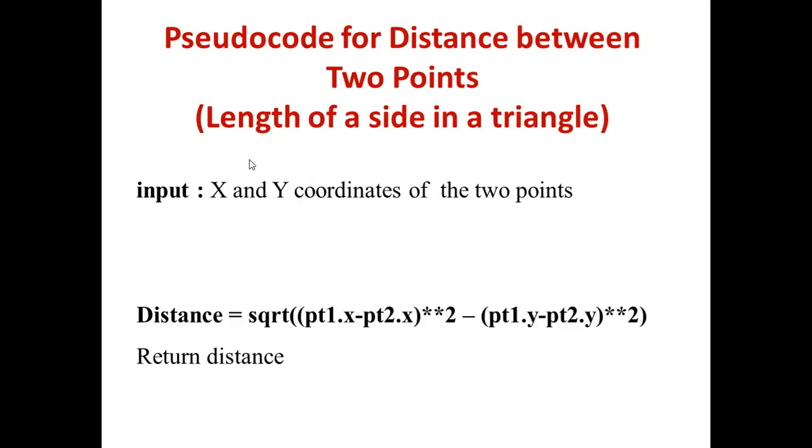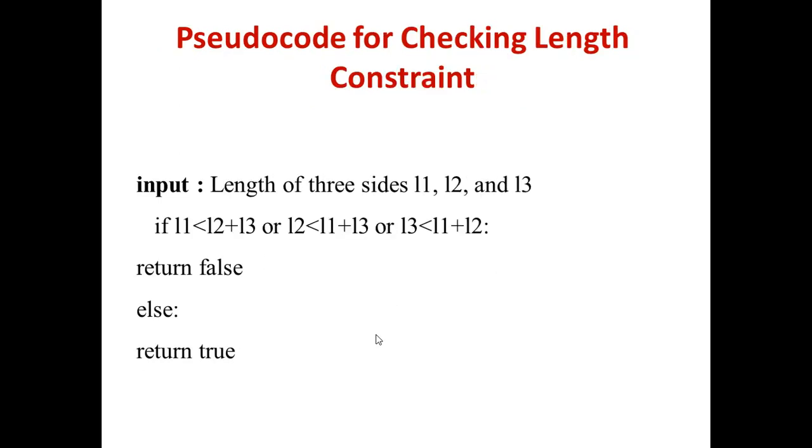Then I have to find the distance between the 2 points. How will I find the distance between the 2 points? That's called the length of a side. In mathematics we have a formula: square root of (x1 minus x2) whole square plus (y1 minus y2) whole square, right? So we follow that formula with this sort of expression, and then we return the distance. So this is another subproblem, and then we put up another condition to check the length constraints.